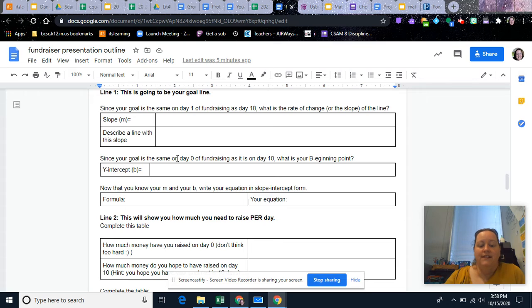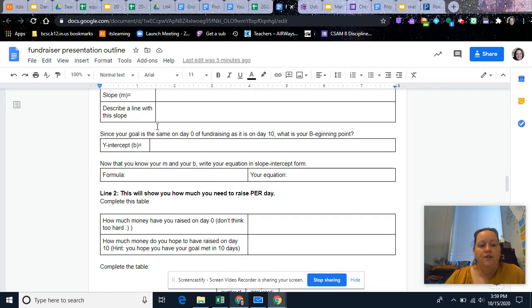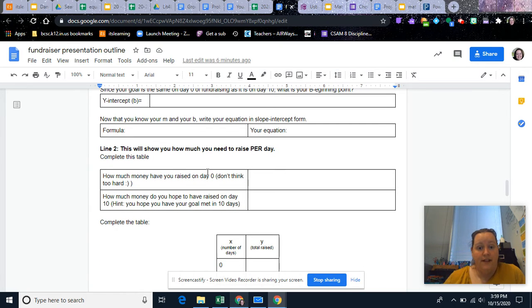And then since your goal is the same on day 0, today, whatever day of fundraising, as it is on day 10, what will be your beginning point? What's going to go on the y-intercept for your goal? Okay. Now that you know your m and your b, you're going to do what we've been doing for several weeks. Write your formula, your slope-intercept form, write that here, and then write it in your equation here. So you'll do your y equals mx plus b. Then now you have your first line equation done.